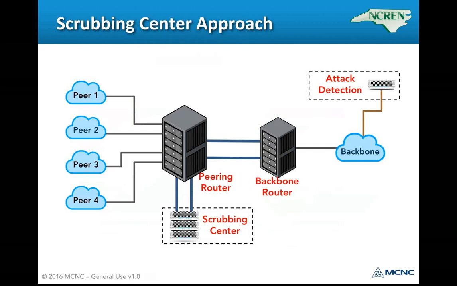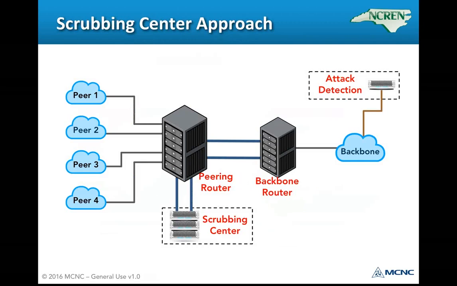and how they work. You can see on the left side of the screen, you've got different internet providers that we peer with, connections coming into what's listed as a peering router there, and then a backbone router that routes into the NCREN network, and then the backbone. You'll also note there's an attack detection capability listed at the top right of the picture, and at the bottom of the picture in the middle, there's a box labeled Scrubbing Center.